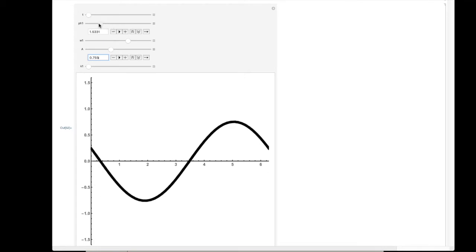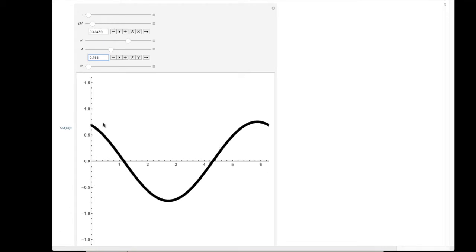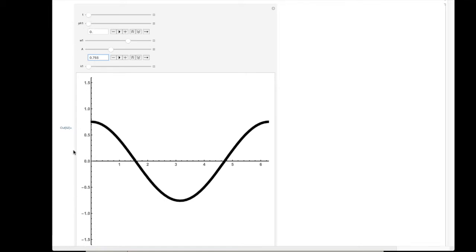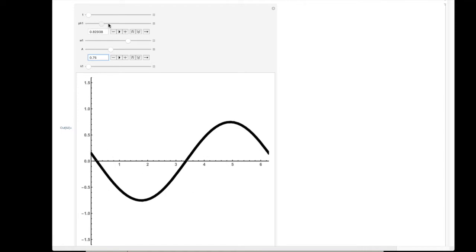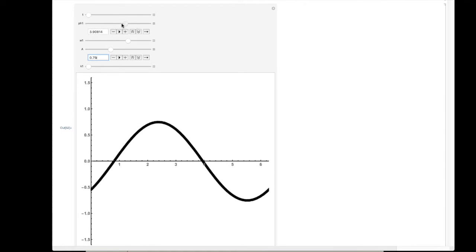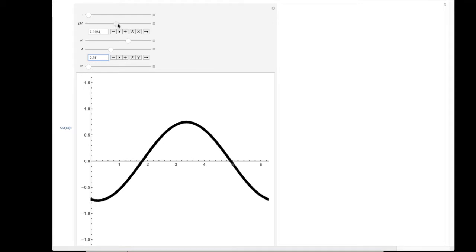For a different phase, when I plug in t equals 0, what's going on is it's starting to go down, but it's starting at a height that's about 0.7 or so above the equilibrium point, the 0 point. In this case, with no phase, it started at its maximum height, which in this case was 0.75. That's my amplitude. Let me change it to just 3/4. So all this is doing is shifting to tell you what is going on at t equals 0.